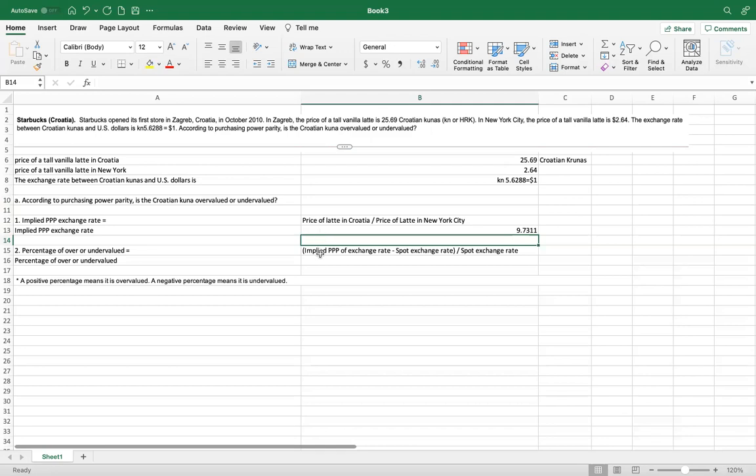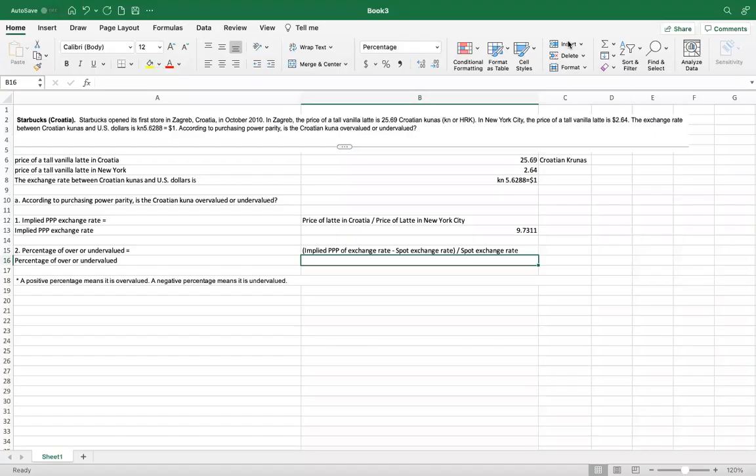That would be 9.7311. After, we calculate the percentage of over or undervalued that the kuna is, so we would do the implied purchasing power parity exchange rate minus the spot exchange rate divided by the spot exchange rate. So that means we would do equals 9.7311, which we just calculated, minus the spot exchange rate, which is 5.6288. And then we divide it again by 5.6288.